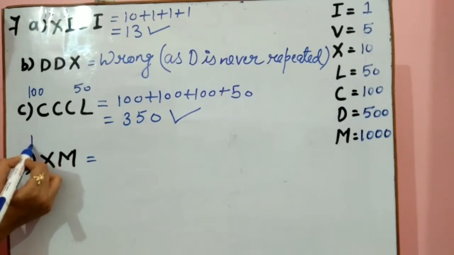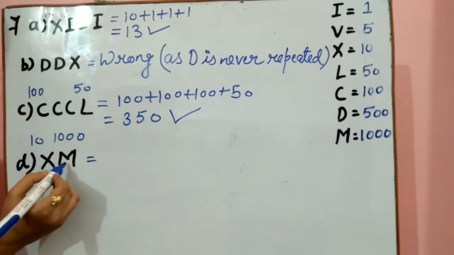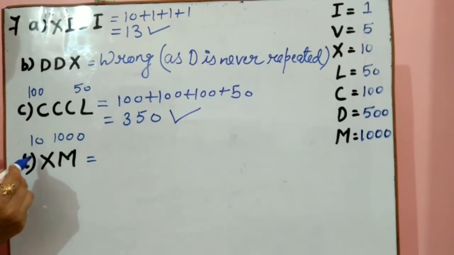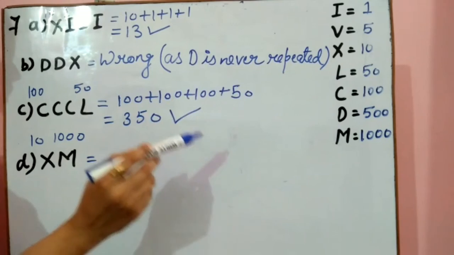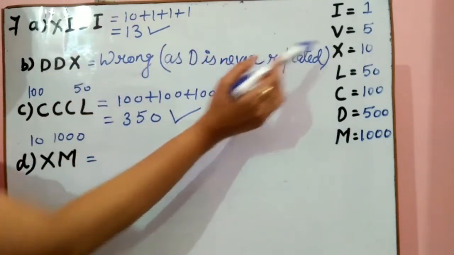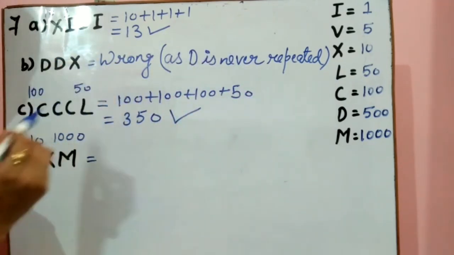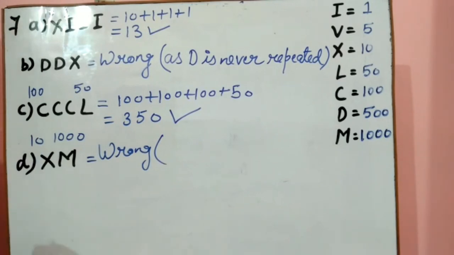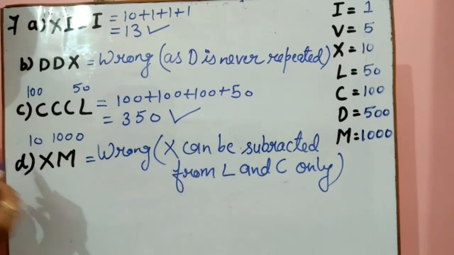Next, XM. The value of X is 10 and the value of M is 1000. And there is a rule, if a letter of smaller value is written to the left of a letter of greater value, then we will subtract the value of smaller letter from the value of greater letter. But we know that according to the rule, X can be subtracted from L and C only. That's why this one is wrong. And we will write the reason inside the bracket. The reason is X can be subtracted from L and C only. Because of this reason, this one is wrong.